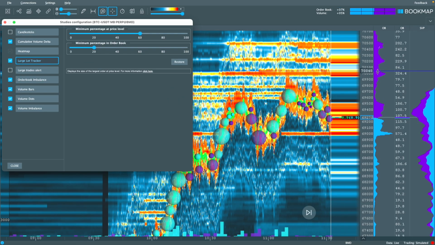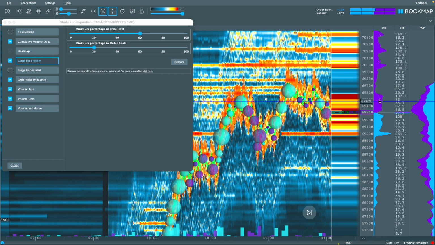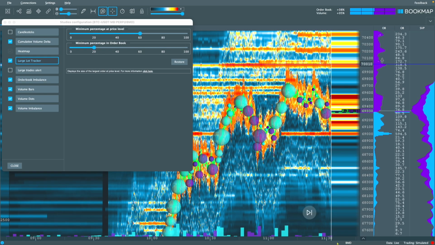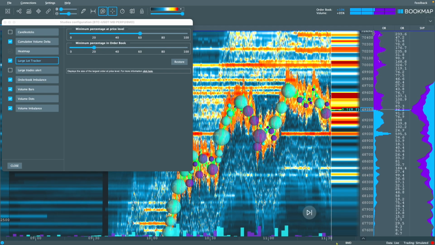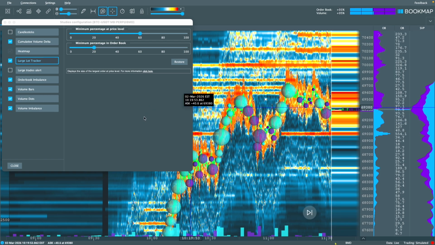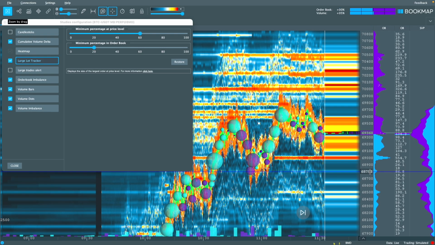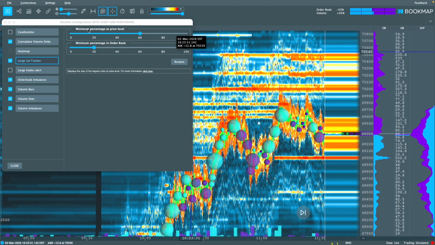The large lot tracker shows when one participant is dominating the liquidity at a specific price level. When this happens, Bookmap displays a vertical white marker at the price level in the order book column. This tells you that most of the visible liquidity at that level is coming from one large limit order rather than many small orders. So this allows us to see if any of these liquidity levels sitting on the books could be a big player in the market. Now let's look at the settings.